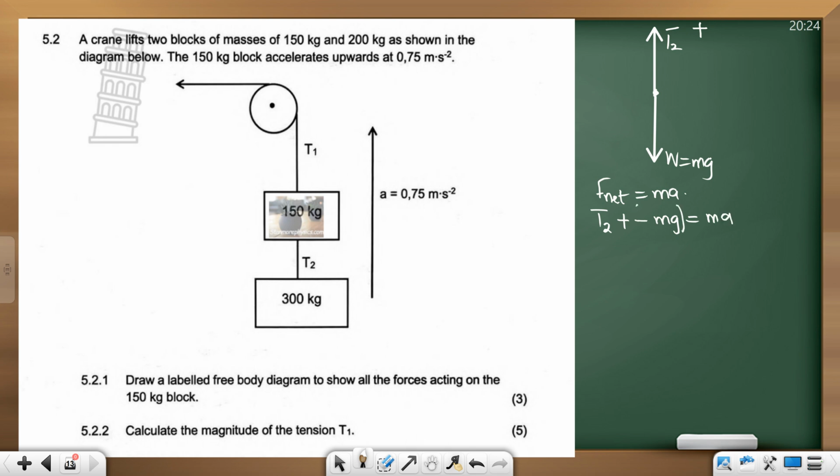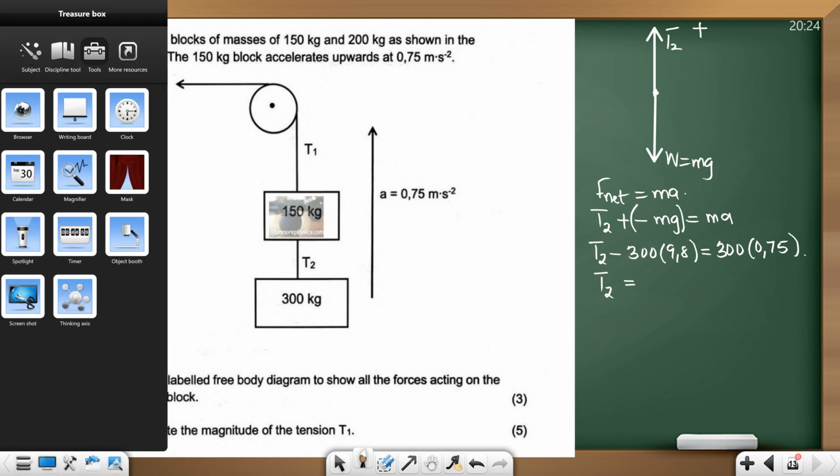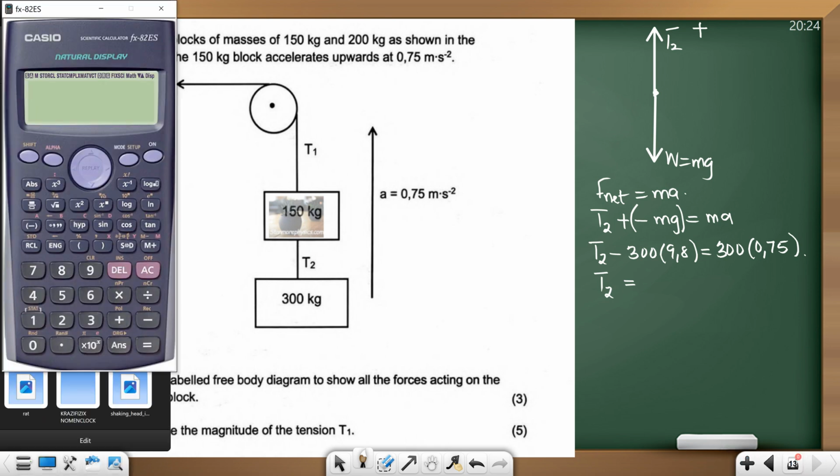I hope that makes sense. So T2 minus 300 times 9.8. Oh, this actually gives us our T2 straight. What is the mass? 300. Oh, so we are done here already. We can get our T2. So what would T2 be? Again, get your calculator. 300 times 0.75. If I move that one over, it becomes positive. 300 times 9.8. What would that give us? 5190.